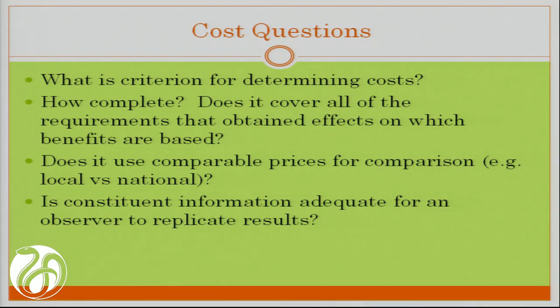And then the question, is the constituent information adequate for an observer to replicate the results? Now that goes, again, none of these are strictly cost questions. Those go to both sides of the ledger.